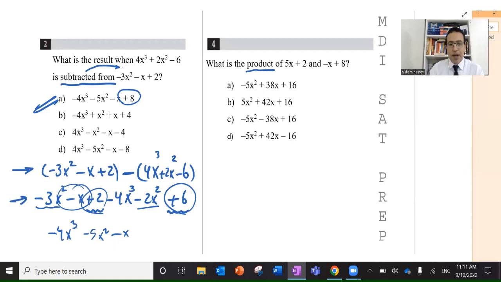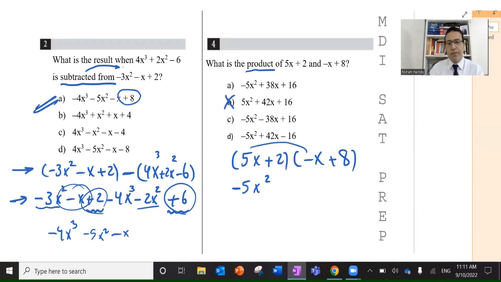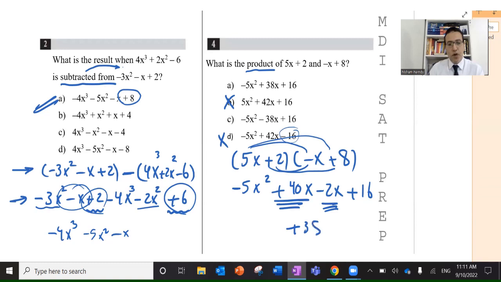Product means multiply. So I'm going to multiply 5x plus 2 and negative x plus 8. 5x by negative x is negative 5x squared. So I'm going to cancel it. Why? Because the first term is 5x squared, not negative. Then 5x times 8 is 40x. 2 by negative x is negative 2x. Positive 2 by positive 8 is positive 16. So I'm going to cancel D because the last term is negative 16. Positive 40 and negative 2 give me positive 38.